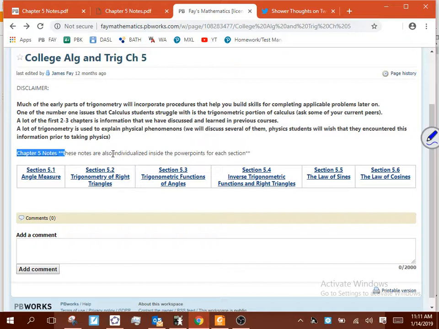WebAssign will be the same. Okay, no new login into that. It's just continuous for what we've been using.